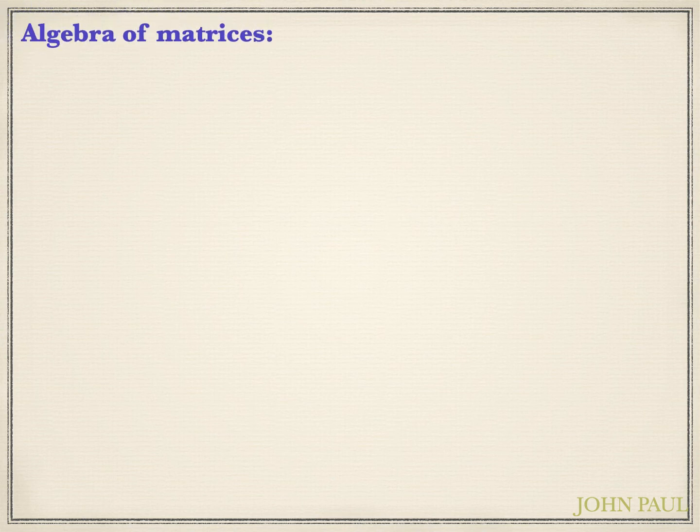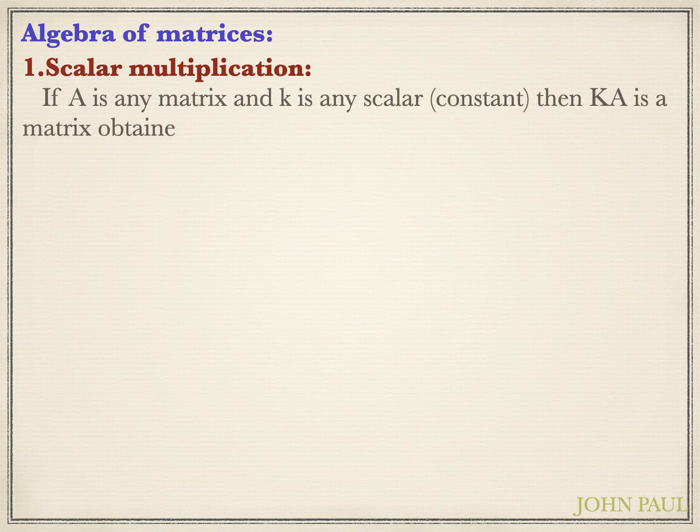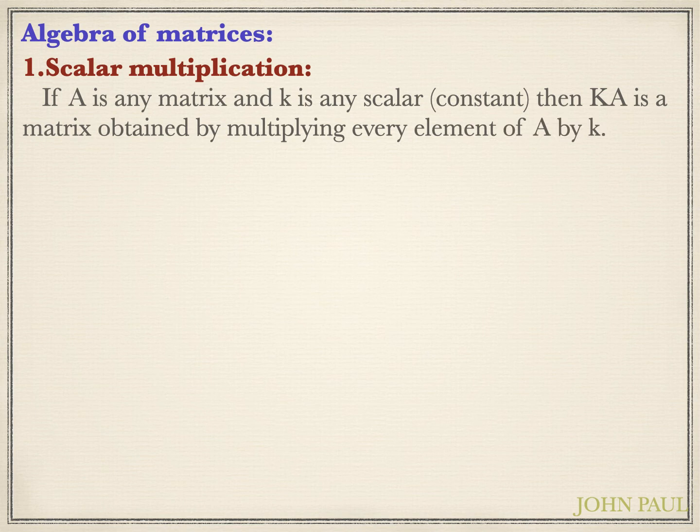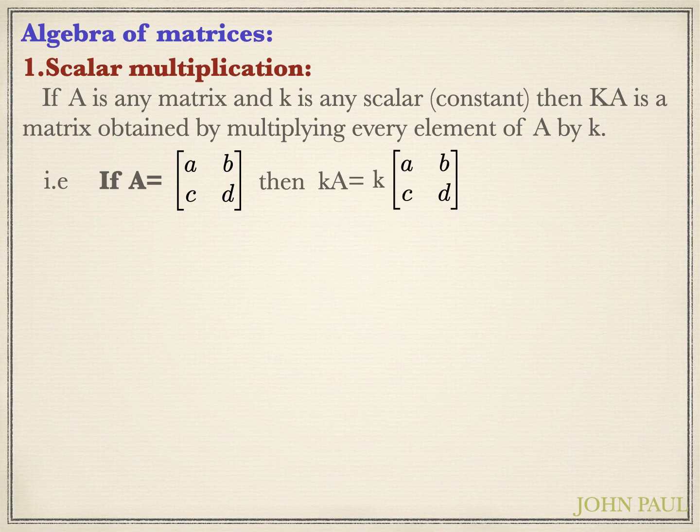Algebra of matrices. Scalar multiplication. If A is a matrix and K is any scalar or constant, then KA is a matrix obtained by multiplying every element of A by K. That is, if A equal to some matrix, example a, b, c, d is given, then KA equal to K multiplied with the matrix. Now multiply K with all the entries, we get ka, kb, kc, kd. We got the values.